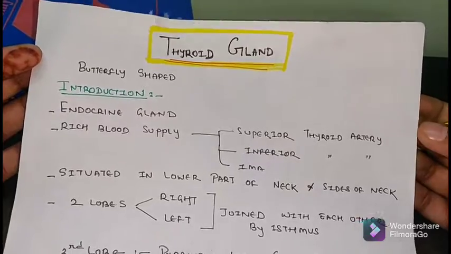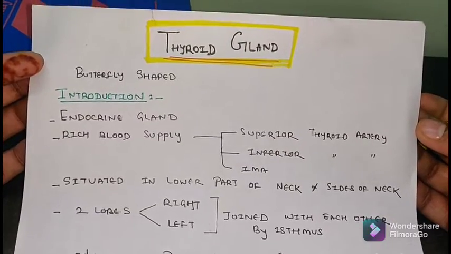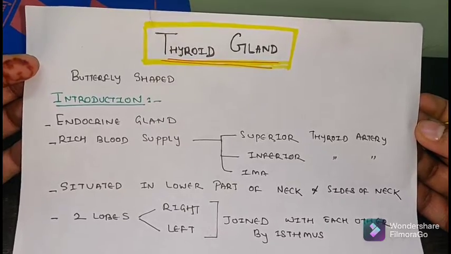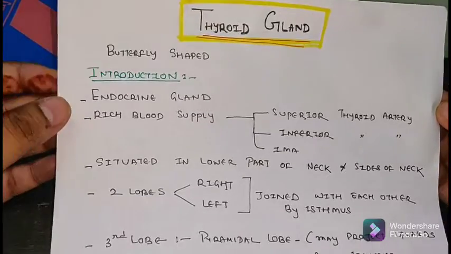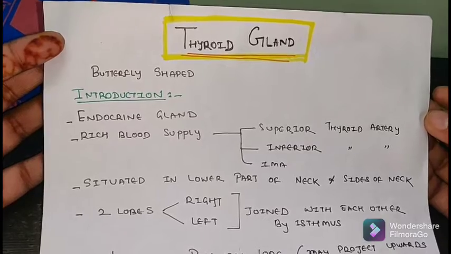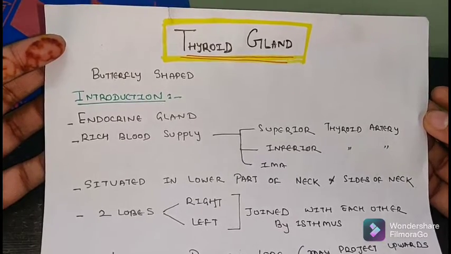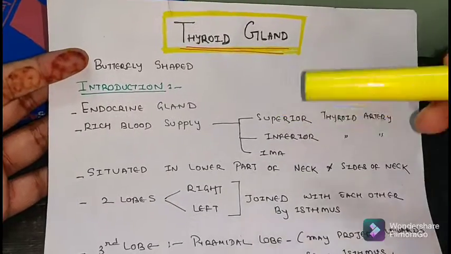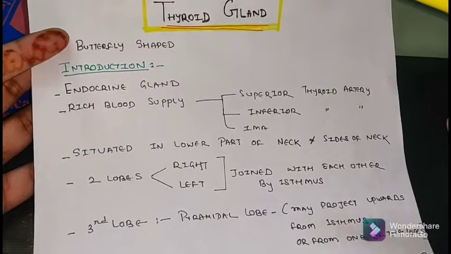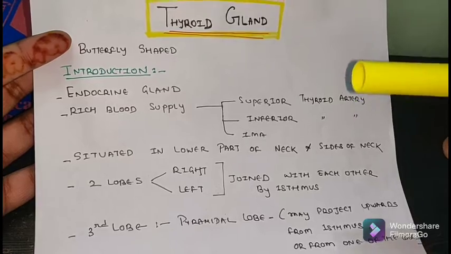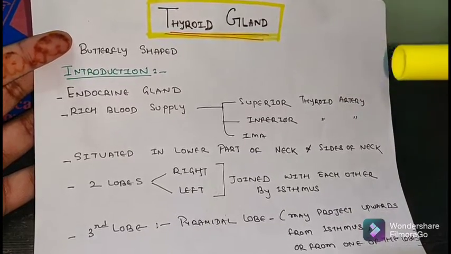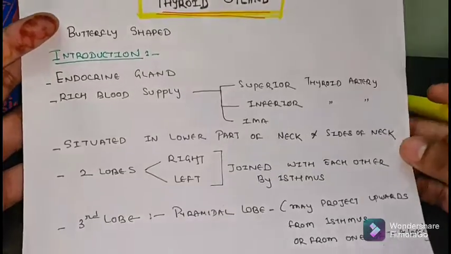So today's topic is the thyroid gland. Let's study the anatomy of the thyroid gland. Starting with, it's a butterfly-shaped organ. It is an endocrine gland which is rich in blood supply. It is supplied by three arteries, that is the superior thyroid artery, inferior thyroid artery and the thyroid ima artery.